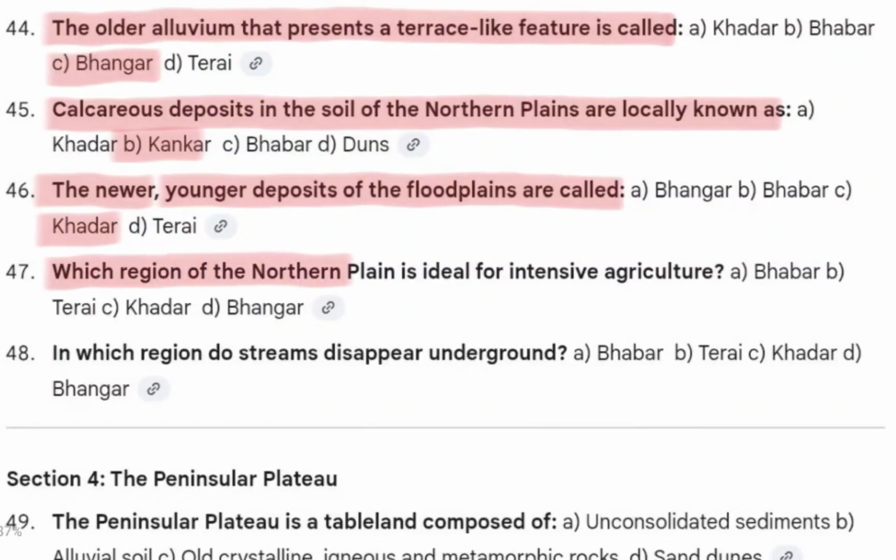Which region of the northern plain is ideal for intensive agriculture? So it is Khadar. In which region do streams disappear underground? Bhavar.